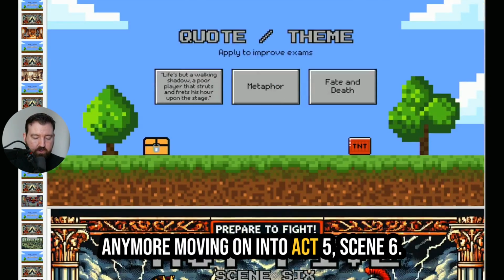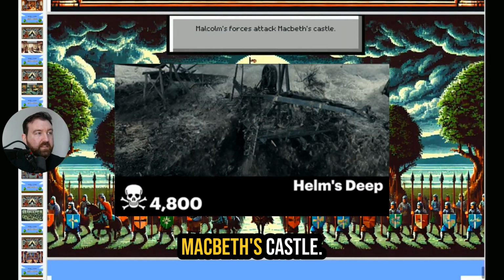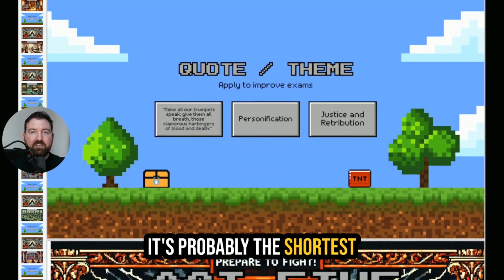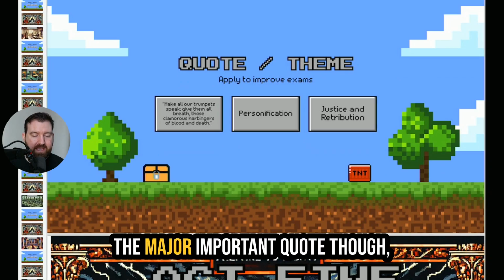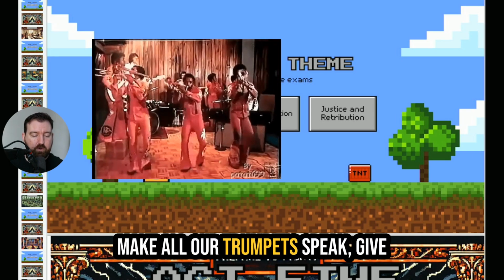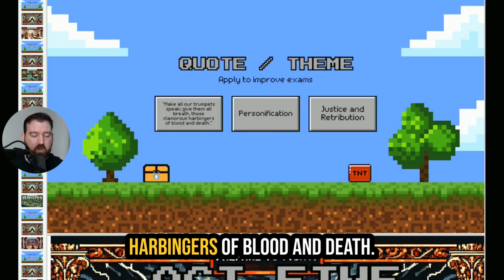Moving on into Act 5, Scene 6. Malcolm's forces attack Macbeth's castle. That's pretty much all there is to say about this one. It's probably the shortest scene in the whole play. It's half a page long. The major important quote, though, there is one major important quote in that half page, is when Macduff says, "Make all our trumpets speak, give them all breath, those clamorous harbingers of blood and death."